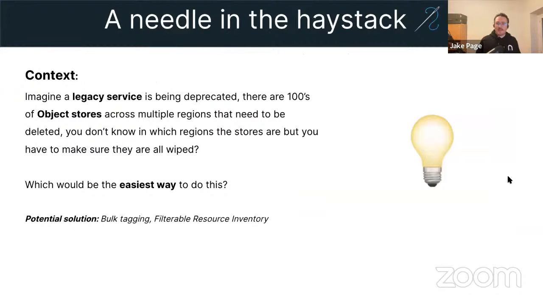So just to contextualize some situations that might make it a little bit more clear what I'm talking about. These are some of the issues that might come up if you don't have a clear strategy or an effective tool to manage the gathering of these insights in a multi-cloud environment. The first is a case in which you have a legacy service which is being deprecated in your organization, and there are hundreds of object stores across multiple regions that need to be deleted. You don't necessarily know which regions the stores are in, but you're tasked with getting rid of all of them.